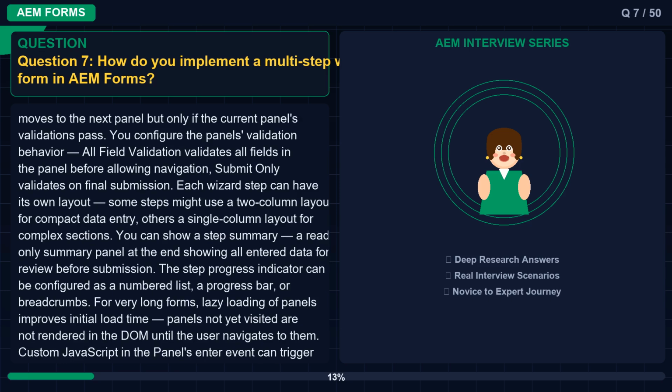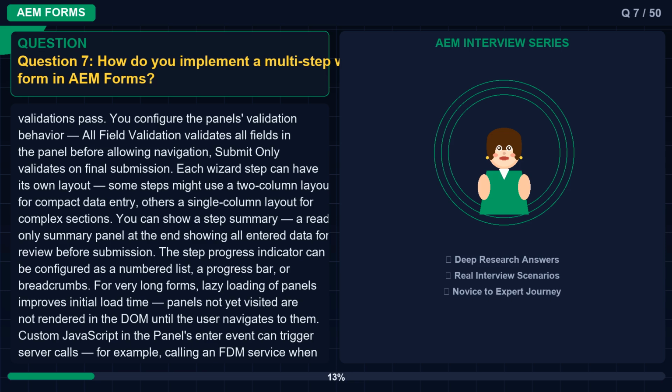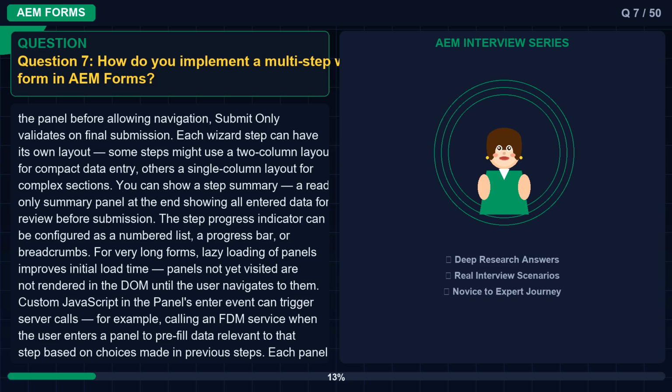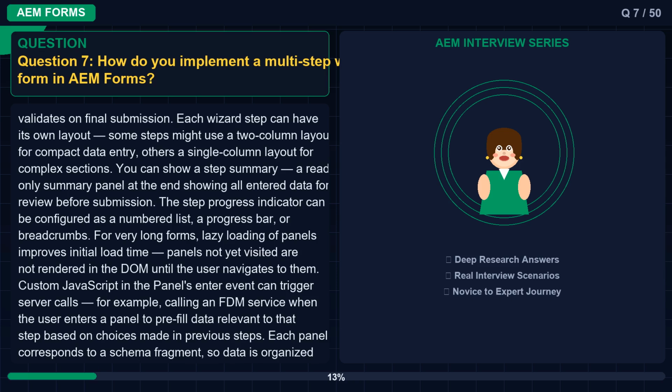You can show a step summary, a read-only summary panel at the end showing all entered data for review before submission. The step progress indicator can be configured as a numbered list, a progress bar, or breadcrumbs. For very long forms, lazy loading of panels improves initial load time. Panels not yet visited are not rendered in the DOM until the user navigates to them.